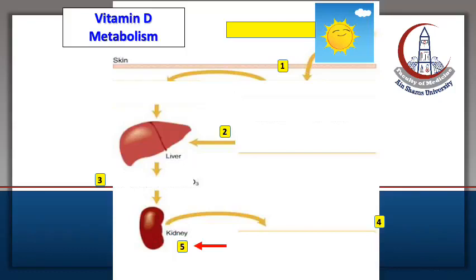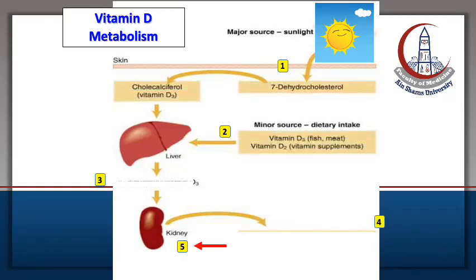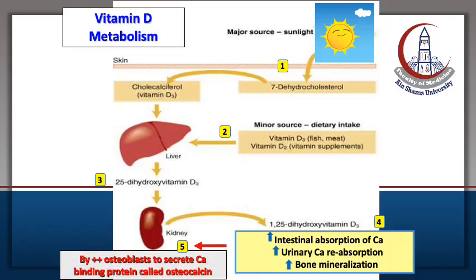To sum up, vitamin D metabolism from the sun rays and dietary sources will be activated in the liver and in the kidney to increase intestinal absorption of calcium and to save calcium from being excreted in the urine by activation of the tubules to reabsorb it, and increasing the bone mineralization by increasing the osteoblast secretion of calcium binding protein called osteocalcin.